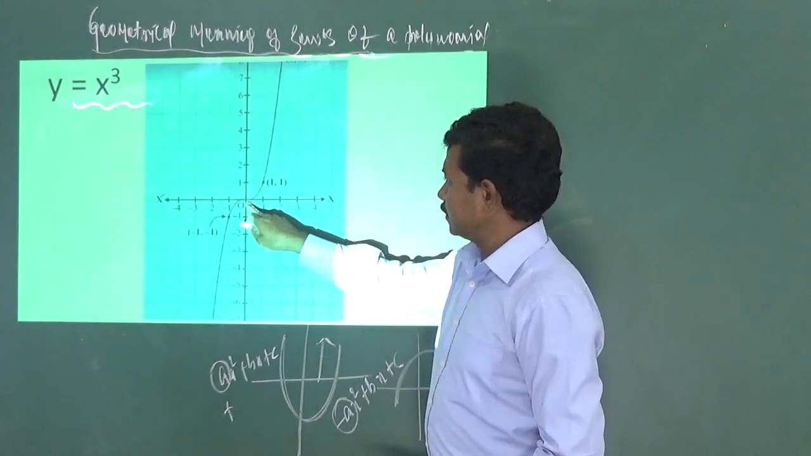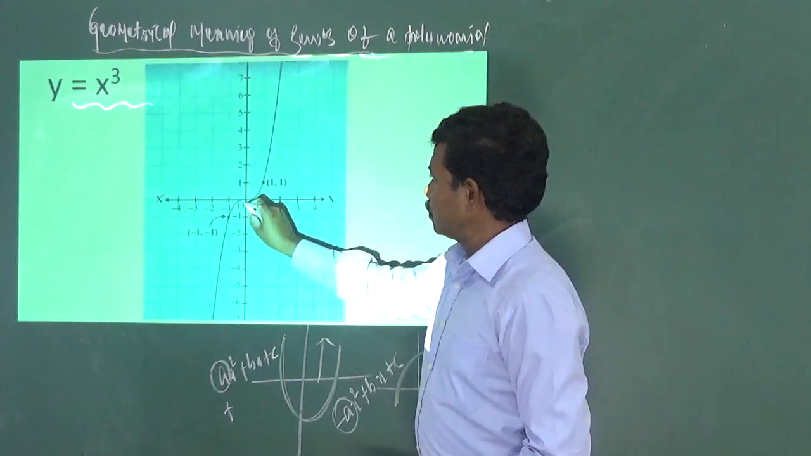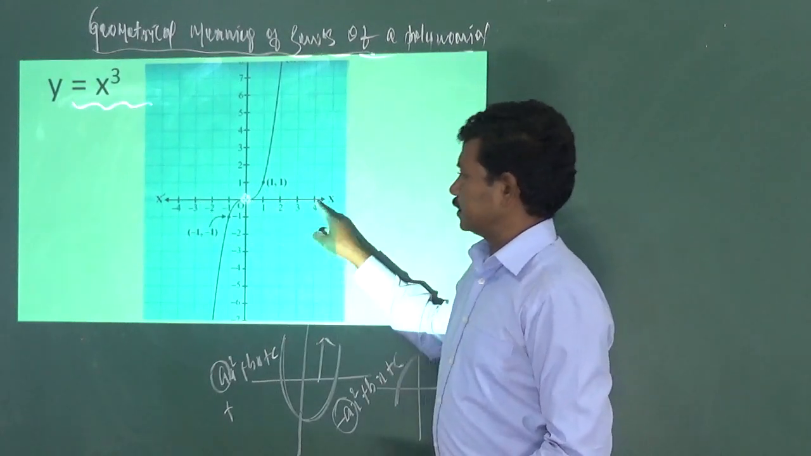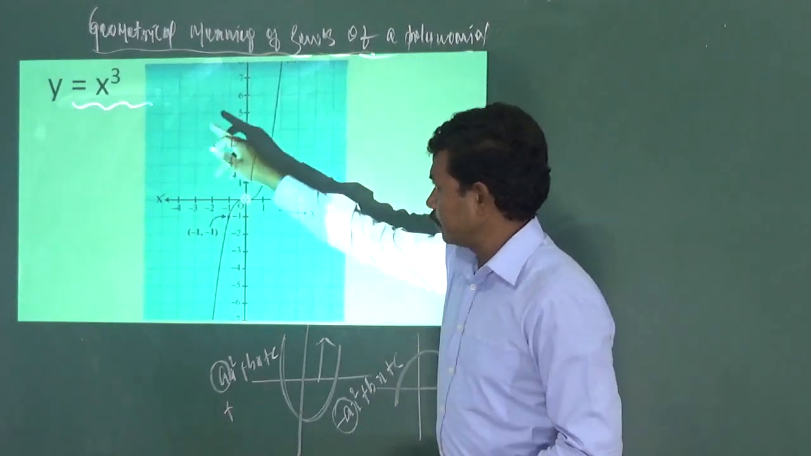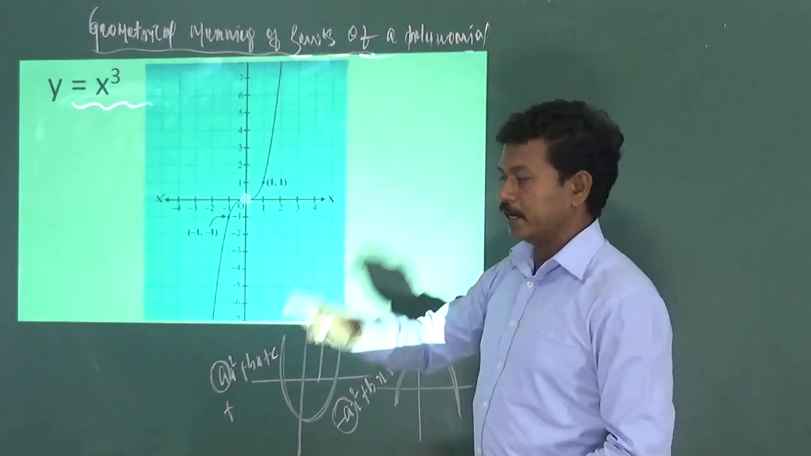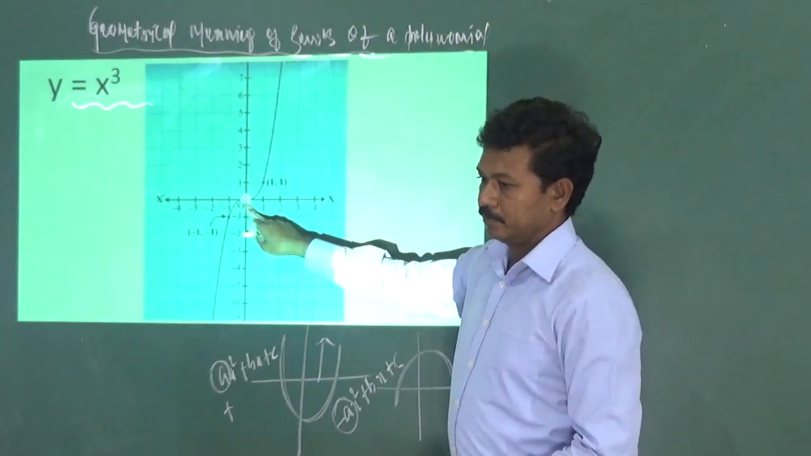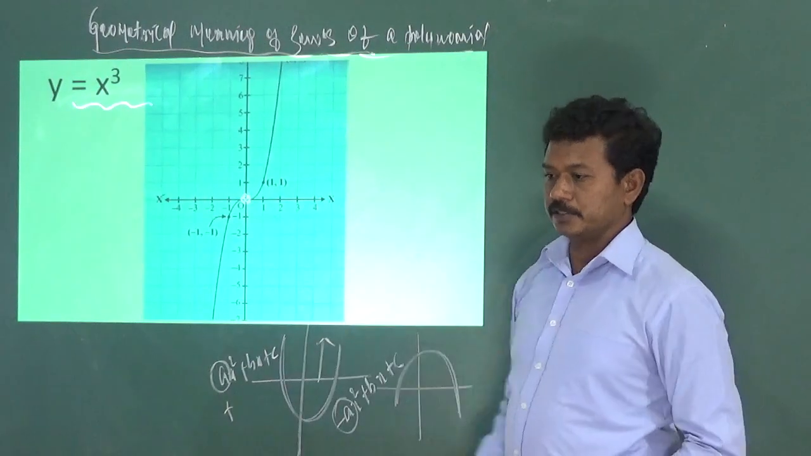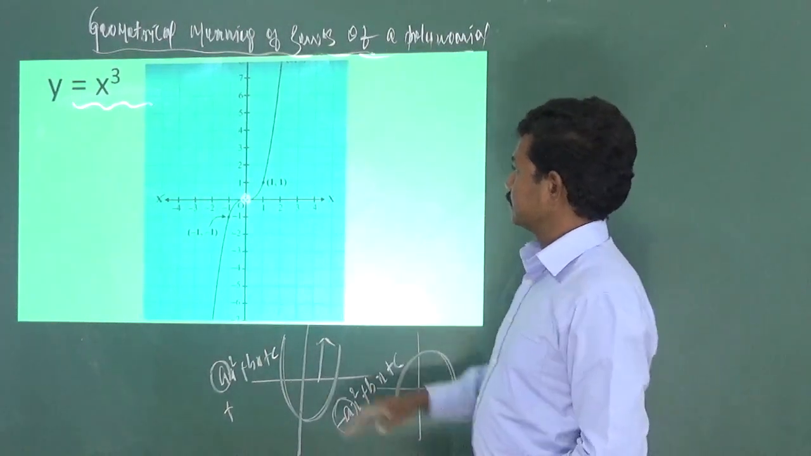If you observe correctly here, it passes exactly through the origin. It won't cut the x-axis at any other points. So this cubic polynomial y is equal to x cube has only 1 zero. It doesn't have the other 2 zeros. It has only 1 zero. Okay, next.